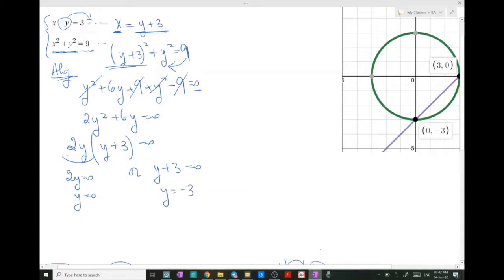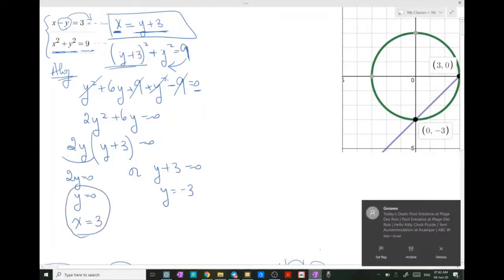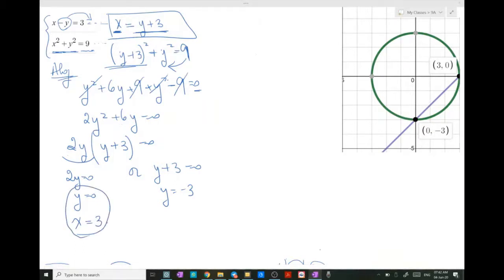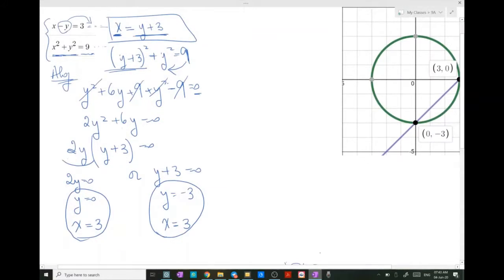Now this is not enough, you have to find x. So you take y equals 0, replace it in the rearranged first equation, and you will get x is equal to 3. So this is your first solution. Then you take y equals minus 3 and replace it in the rearranged equation, and you will get x equals 3. So these two solutions are the solution of the system.